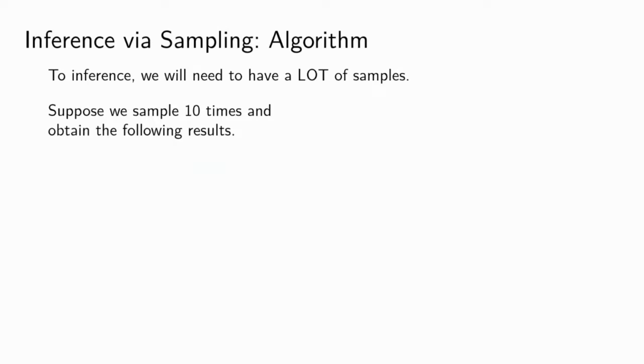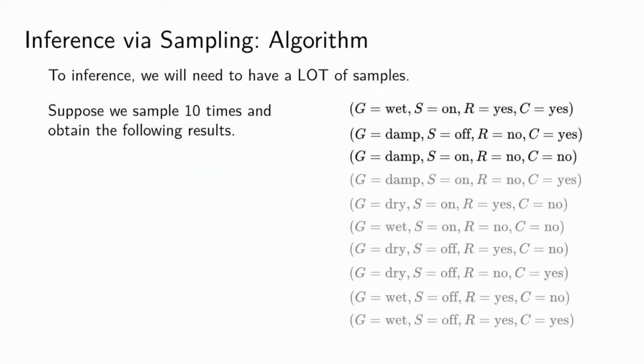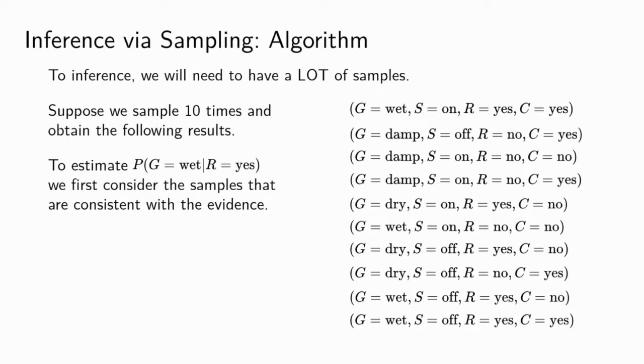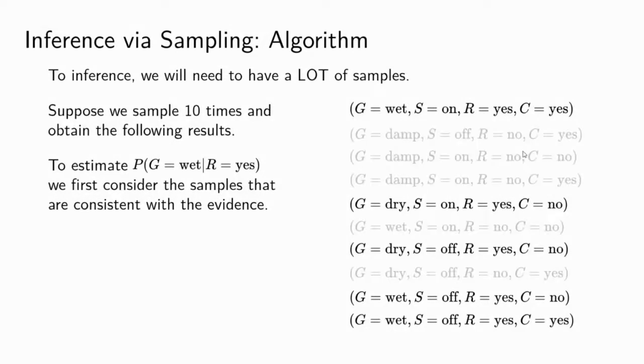So let's suppose we have 10 samples, and let's say those 10 samples look something like this. I just pulled this out of nowhere, right? I just made these up. But let's suppose these were the 10 samples that we saw. In order for us to estimate the probability that the ground is wet given that it rained, well, we can first consider the samples that are consistent with the evidence. So let's look at only the samples where it did in fact rain. That's these ones, right? Once we've done that, let's look at those samples, the ones that are still dark, where the grass was actually wet, or the ground was actually wet. So those are these ones, right?